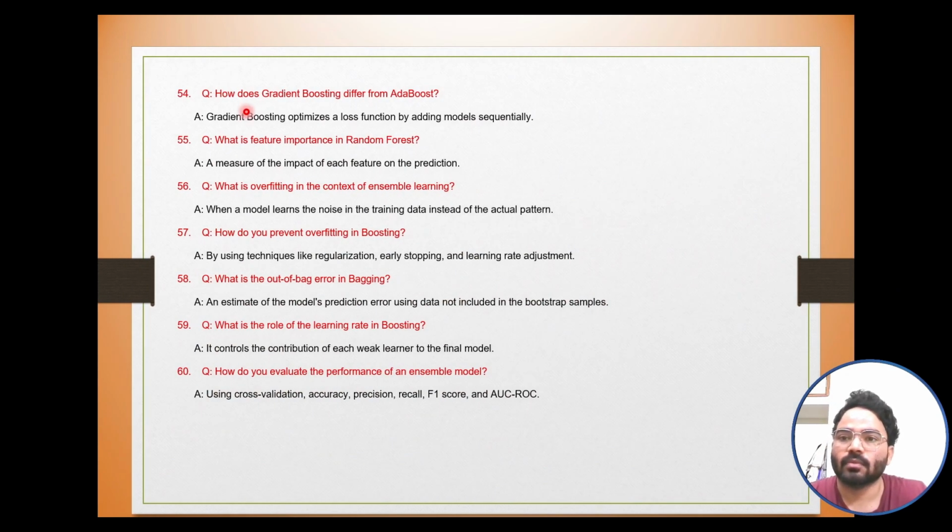So the next question is, how does gradient boosting differ from AdaBoost? Gradient boosting optimizes a loss function by adding models sequentially. It will add the model sequentially and after that optimize the loss function. This is the basic difference between AdaBoost and gradient boosting.